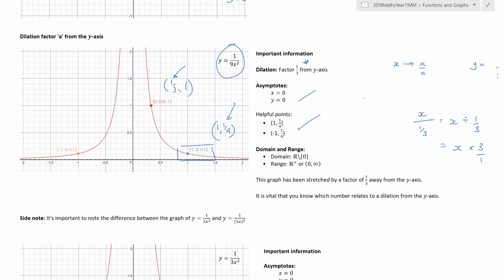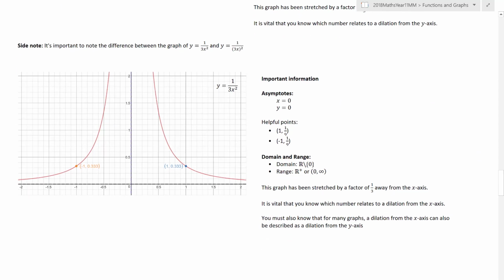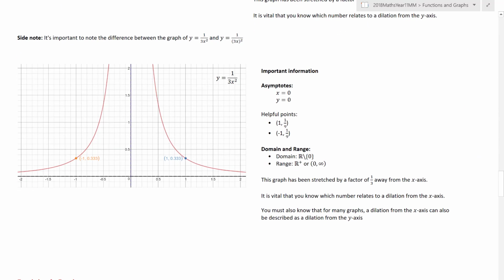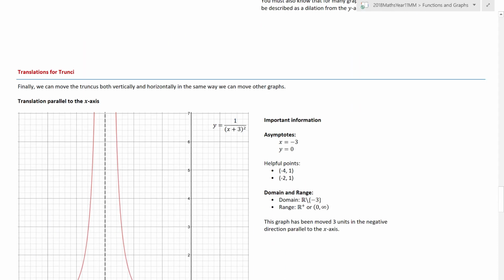Now, again, need to be very careful here. There is a huge difference between the graph of 1/3x all squared and 1/3x squared. Okay, so be very careful here. In this situation, that would multiply out to give you 1/9x squared, whereas this would stay as 1/3x squared. So this would have a scale factor or a dilation of factor 1/9, and yet this one would stay as 1/3. They are not the same graph.